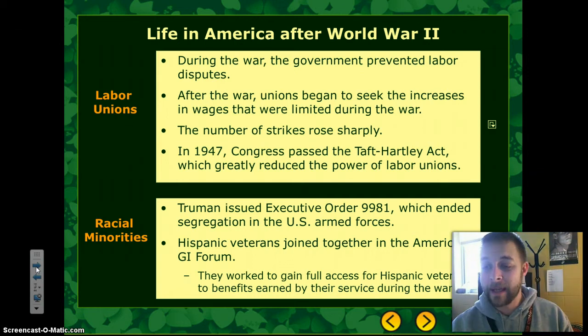Hispanic veterans joined together in the American GI Forum to try to get full benefits for Hispanics. So there's still a push towards more equal opportunity.